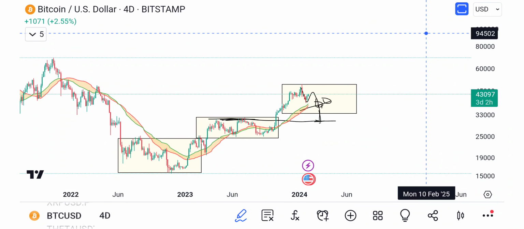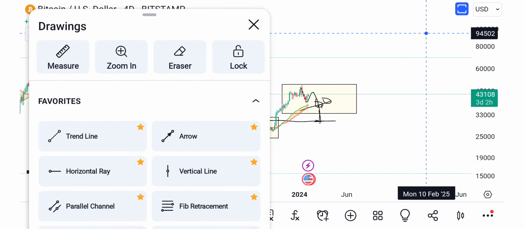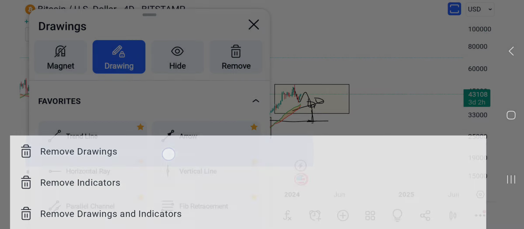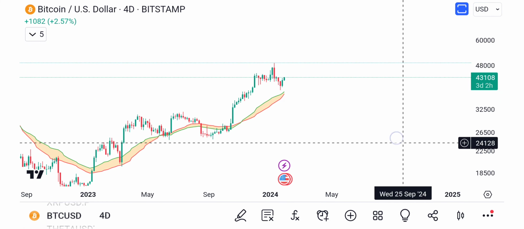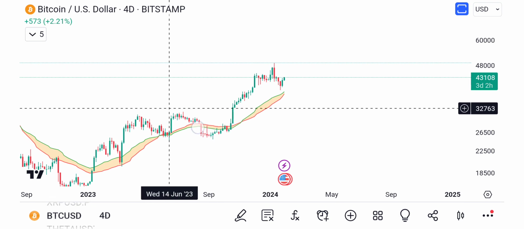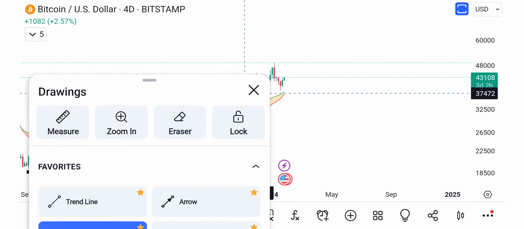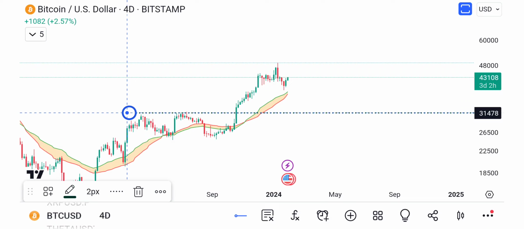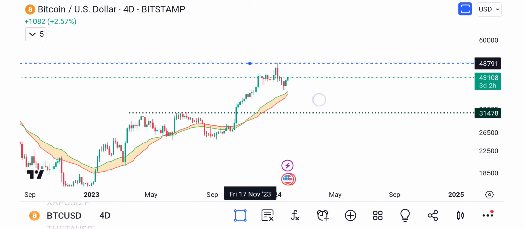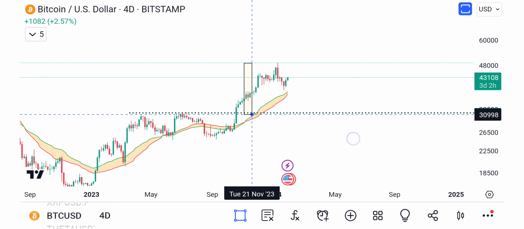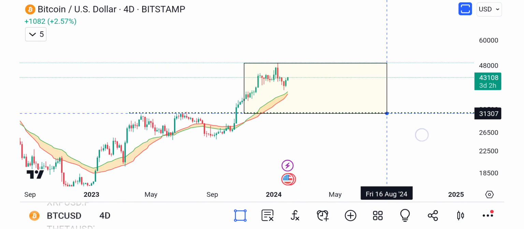Now, if this is not accumulation, if this is rather distribution, then you still want to see Bitcoin hold, not necessarily above the band, but above this high, above 3130K. So in other words, you would have the top of the range here coming back down to the bottom.